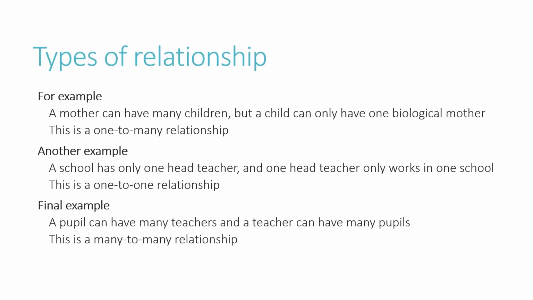Another example, a school only has one head teacher, and a head teacher only works in one school. I know there are some head teachers that have multiple schools, but traditionally, it's a one-to-one relationship. And a final example, a pupil can have many teachers, and a teacher can have many pupils, especially at secondary school. This is known as a many-to-many relationship. One thing to note is that you'll probably never come across a many-to-many relationship in a database.